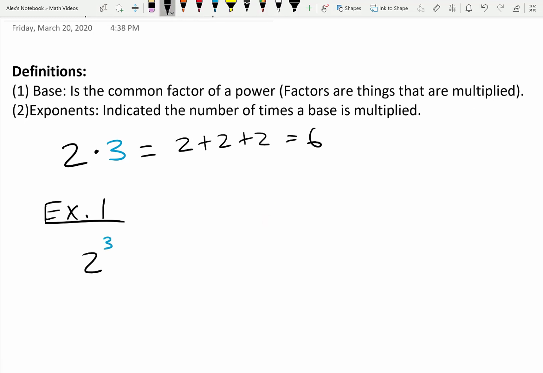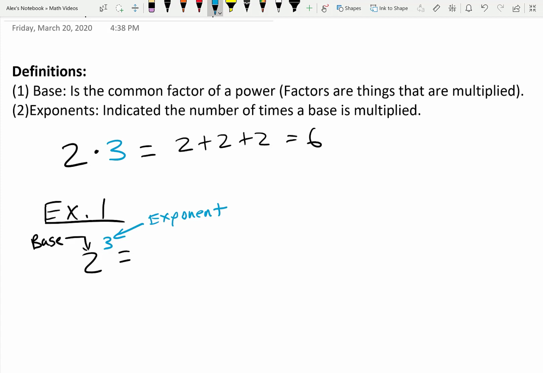And you might see this and think, oh, 2 to the third, well, that's just going to be 6, right? Because I see a 2, I see a 3, multiply it, it's 6. No, that's a no-no. Here's what you have. You have two things going on here. You have this 2, which represents a base, and you have this 3, which represents an exponent.